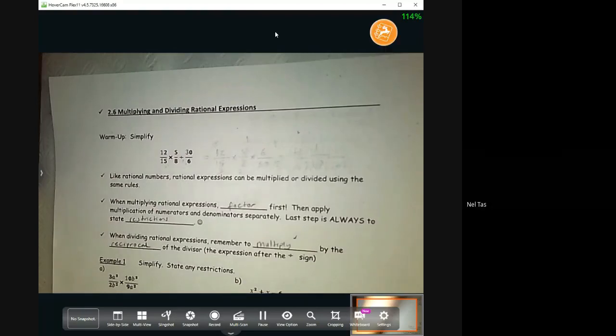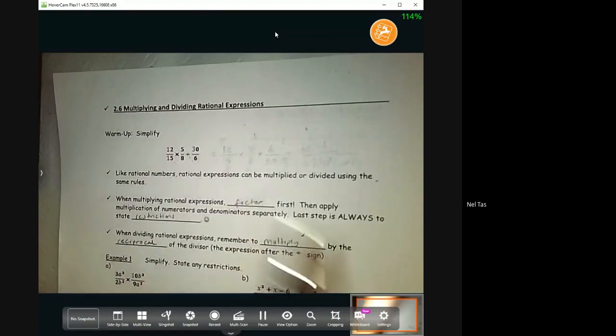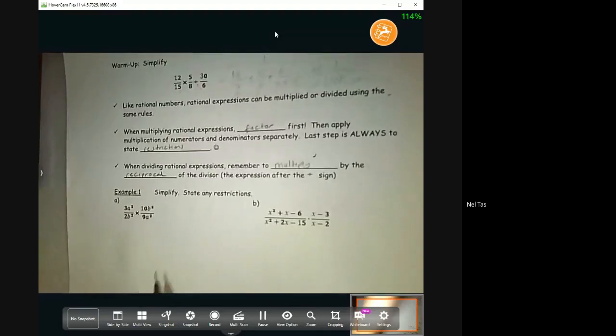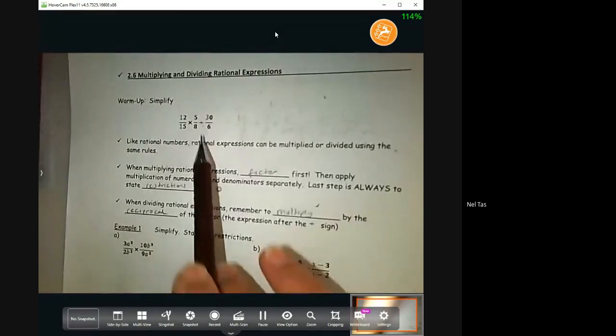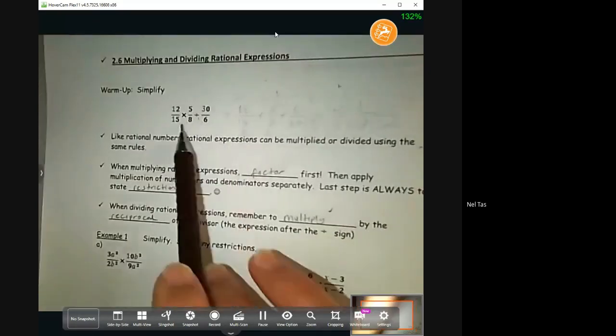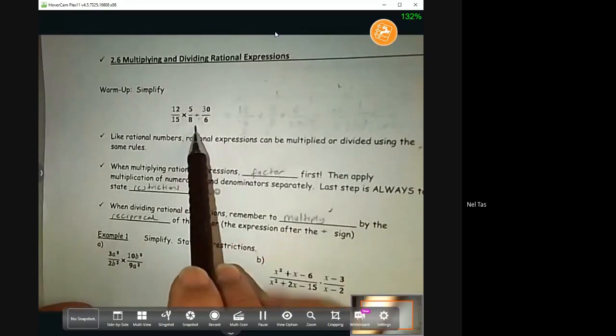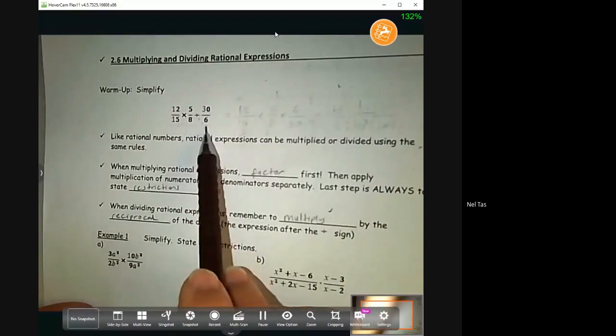Okay, so we are looking at multiplying and dividing rational expressions. First, we're going to start with a warm-up question. So we have fractions here that don't involve any variables. Later on, we will look at examples that also involve variables. But the first one is only numbers. So we have 12 over 15 times 5 over 8 divided by 30 over 6.